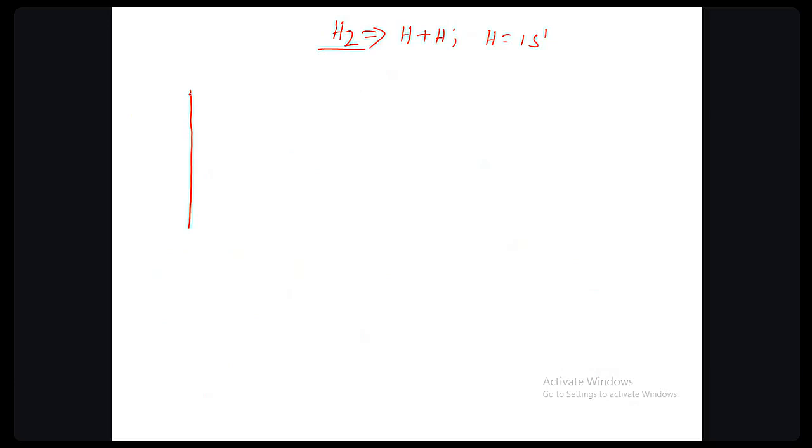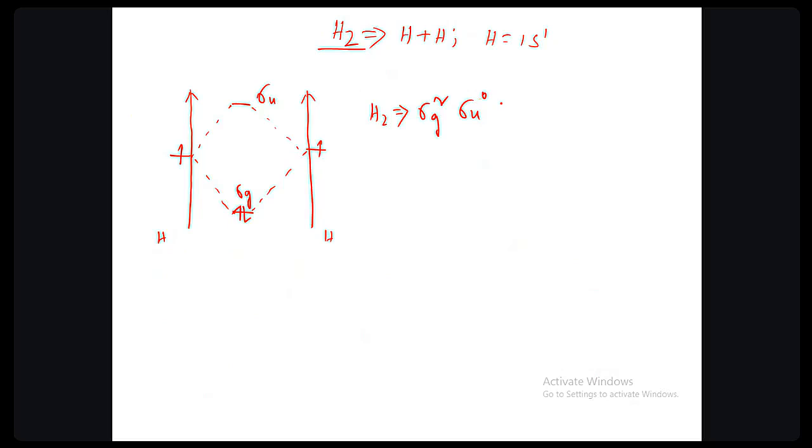So we just simply draw one MO and then we will discuss directly. This is 1s, this is 1s, so this is hydrogen, this is hydrogen, this is bonding, this is anti-bonding. So 1s1, 1s1, so it is sigma g, it is sigma u. So this is the molecular. So H2 equal to sigma g2, sigma u0, or you can write sigma 1s2, sigma star 1s0. Whatever you want, you can write.